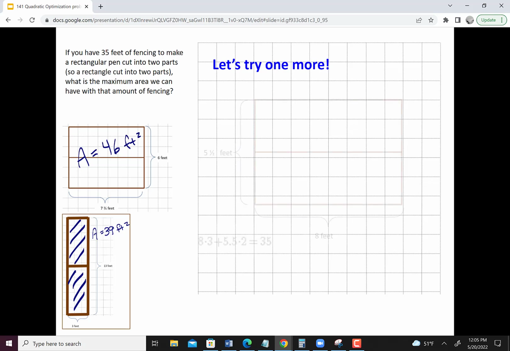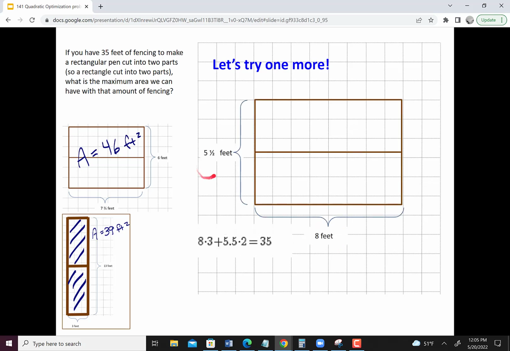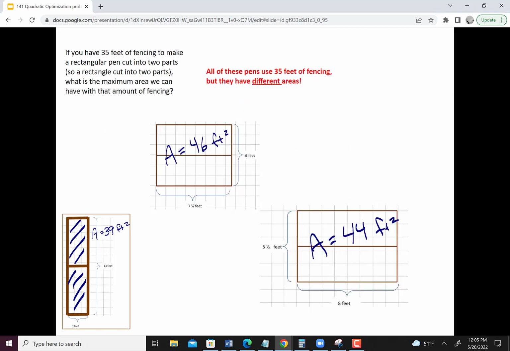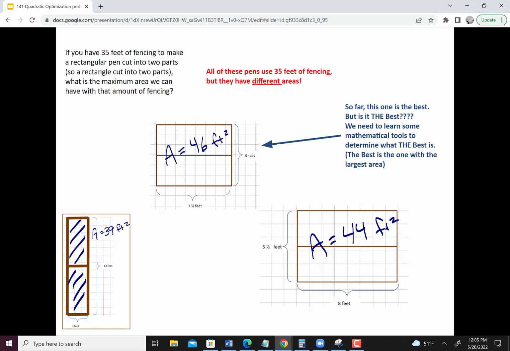And let's do another one. This time I made it 8 feet long and 5.5 feet high. Again, everything adds up to 35. That area is 44 square feet, not quite as much as the 46. And so these are the 3 that we've done. There's actually an infinite amount, and we've only done 3. So the big question is, we got a maximum out of these 3, but is it the maximum out of all the different infinite possibilities? And so that's what I want to talk about, how to attack a problem like this with algebra.